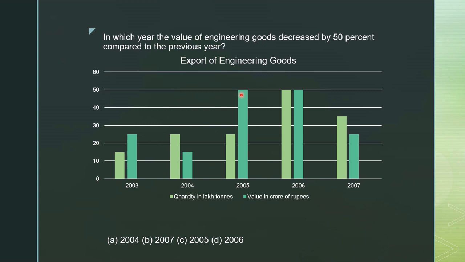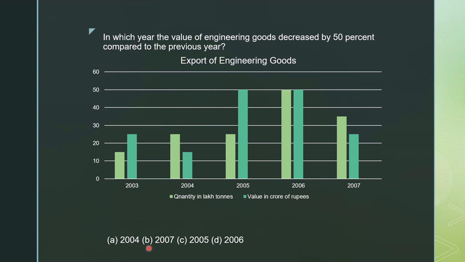This option also we can skip. We cannot calculate this option because it was not increasing value, it was not decreasing value, it was the same value. So how can we calculate the percentage increase or percentage decrease? Okay, so we can easily cancel out these two options, that is C and D, because in C the value was increasing respective to the previous year, and in option D the value was the same.